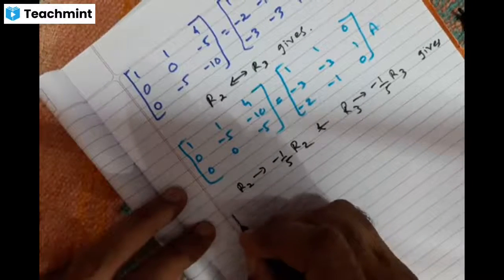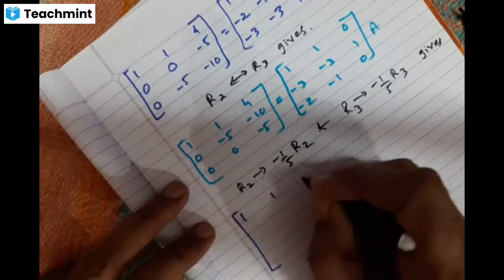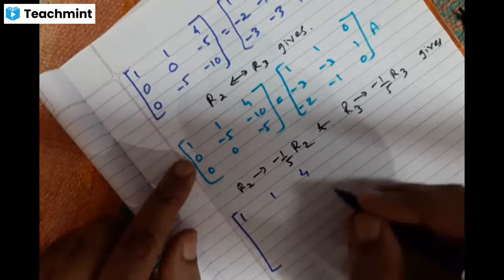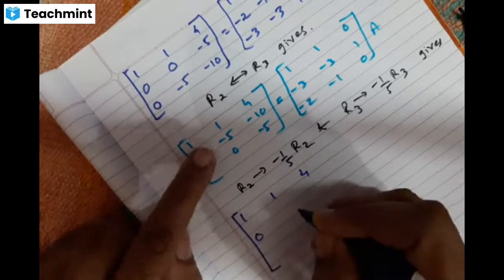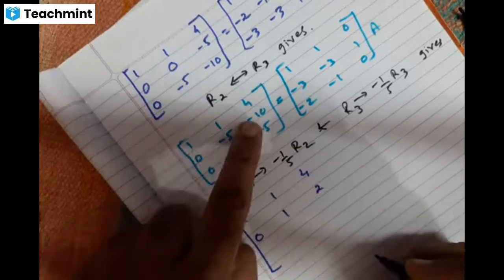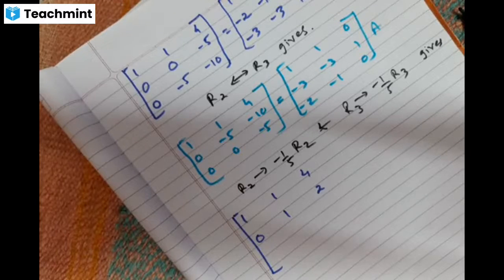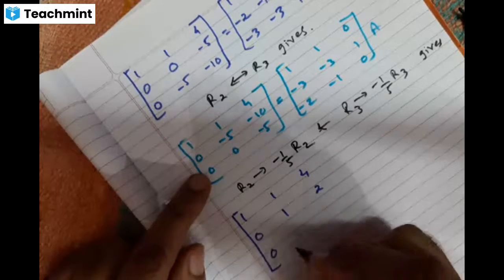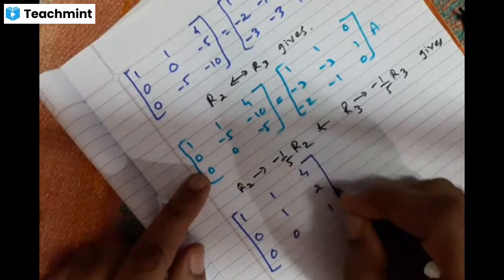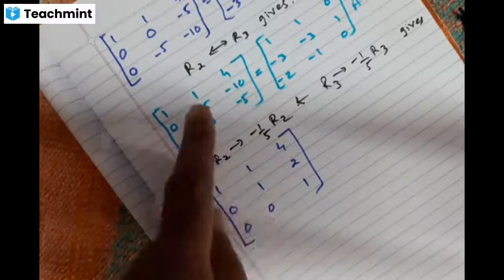So it will be 1, 1, 4, and this you multiply by 0, then this becomes 1, this becomes 2, minus 10, no? So minus 10 will become 2, right? And third row, so it is 0, 0, 1. Hope you understand this thing. ये दोनों ऑपरेशन LHS में आ गया.